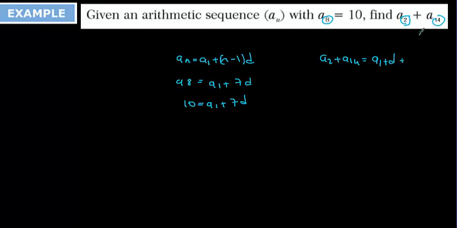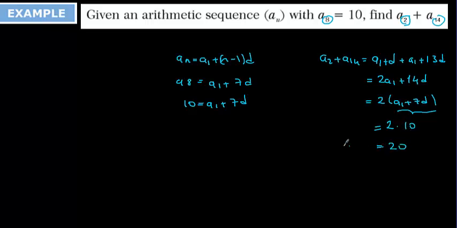A2 is equal to A1 plus D, and A14 is equal to A1 plus 13D. When you add them, it's going to be 2A1 plus 14D, and when you factor out 2, it's going to be 2 times A1 plus 7D, which is A8 at the same time. So it's equal to 2 times 10, which is equal to 20. So A2 plus A14 is equal to 20.